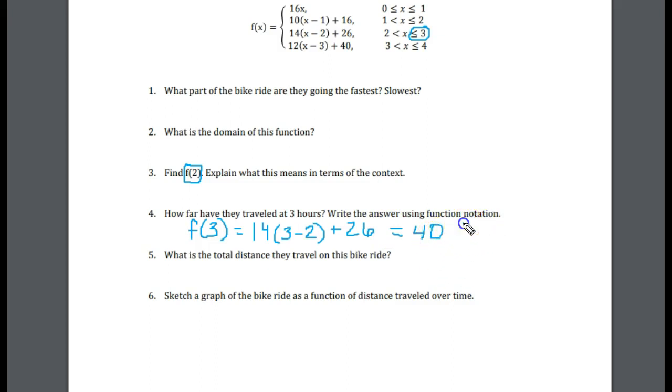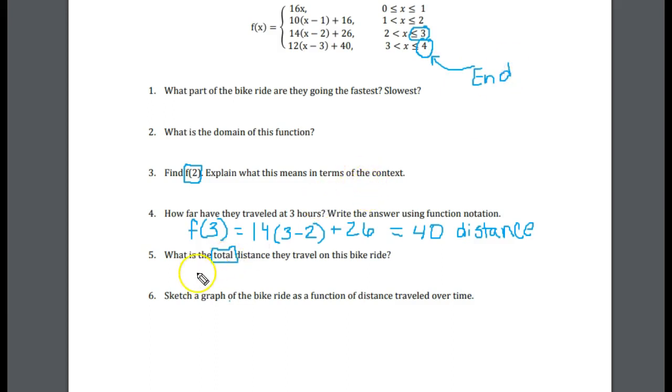Again, I don't know what my unit of measure is for this, so it's just my distance. We can say units, but we don't know whether it's miles, kilometers, meters, so we're just going to have to leave it at that. What is the total distance that they travel on this bike ride? So we need to think if it's the total distance, that would be the whole trip. Based on this piecewise function, we determined that our domain only goes to 4 hours. That must mean that that's the end of the trip.